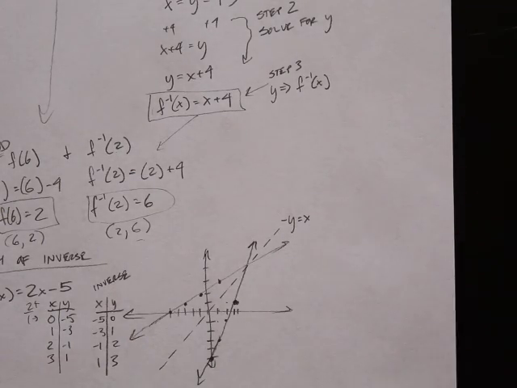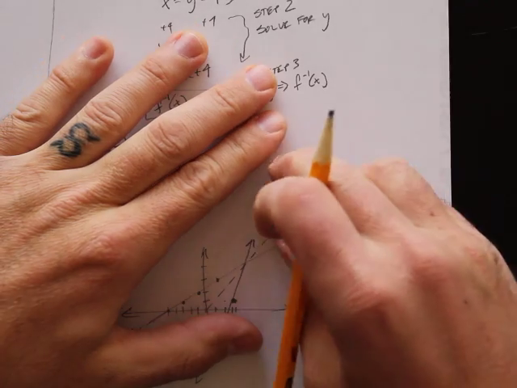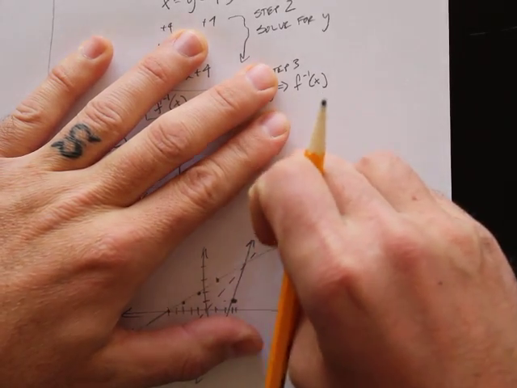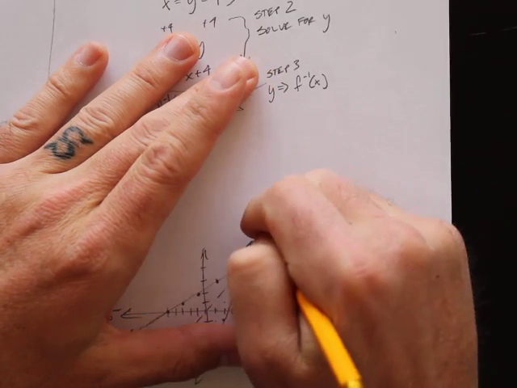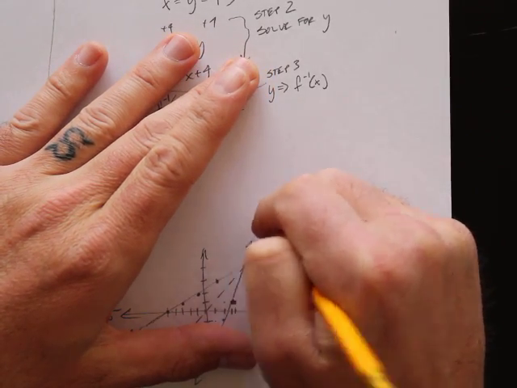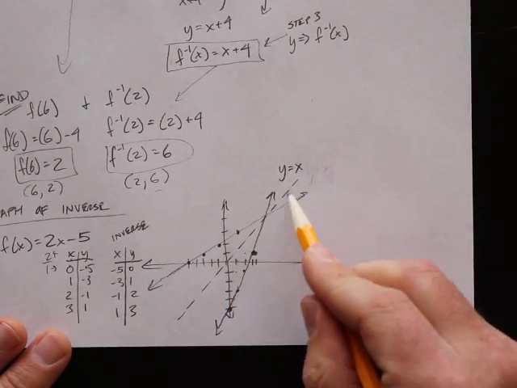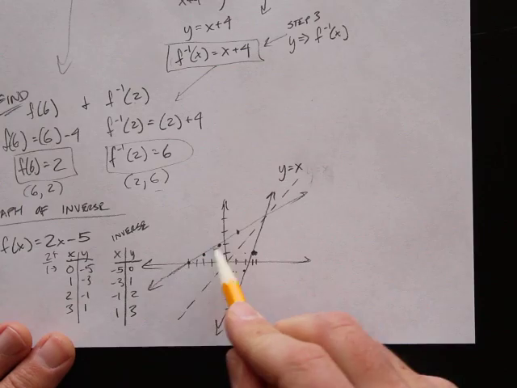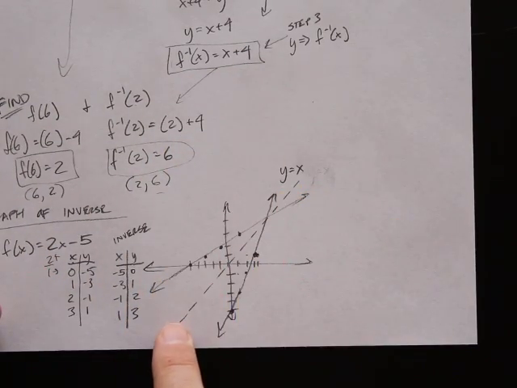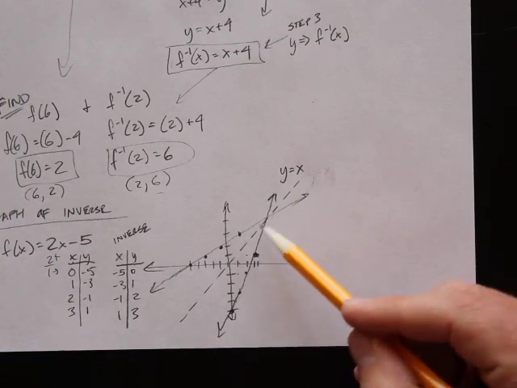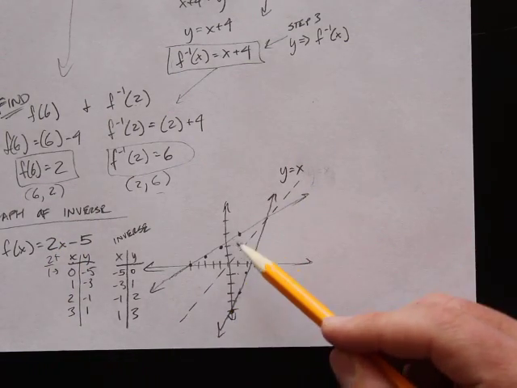Oh, no, it's not negative. Why am I saying negative? I'm sorry. Y equals x. I wrote it before and on my old notes it looks like negative. I'm going to rewrite it over here, y equals x. This line here is y equals x. And your inverse is going to just flip over this line. So that's the significance of this line.